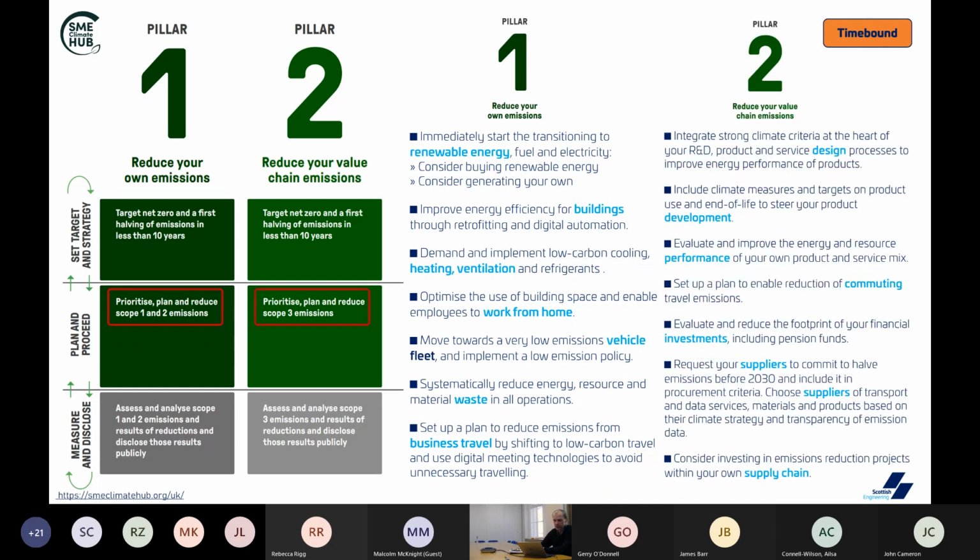And then you look at Pillar 2, which is about reducing your value chain. So that's all the scope 3. And in here, you're looking at your suppliers, you're looking at your supply chain, the upstream and the downstream of scope 3. And you're looking at the design, you're looking at community from your employees, you're looking at product development. So those are all the scope 3. So that's probably what you want to start focusing on in your roadmap.